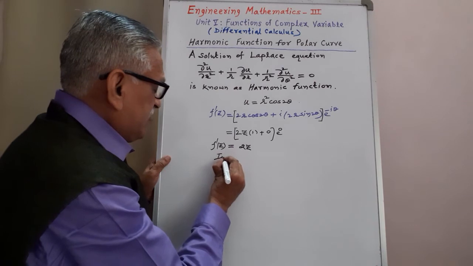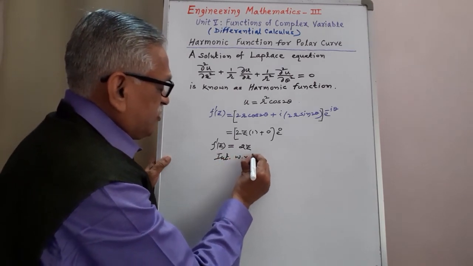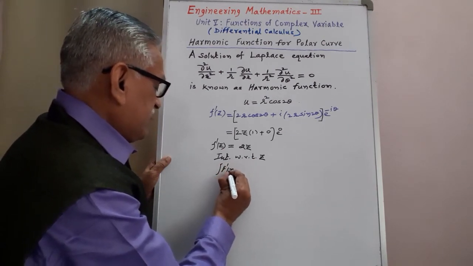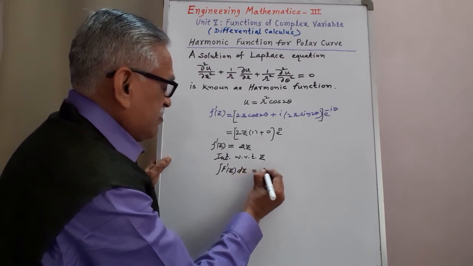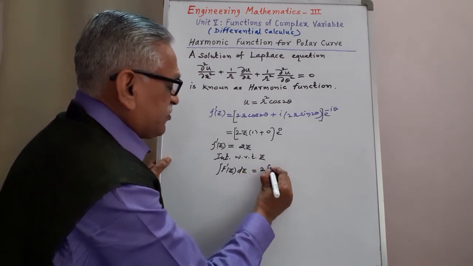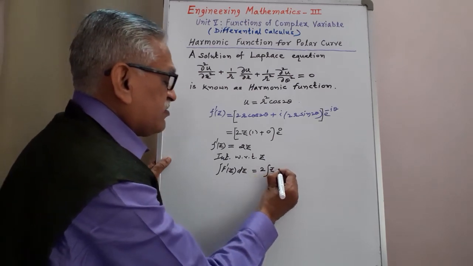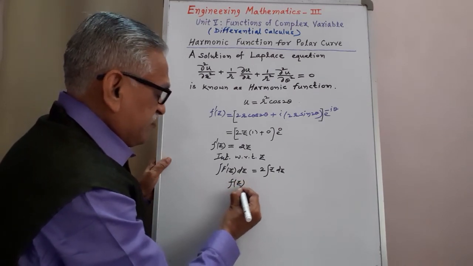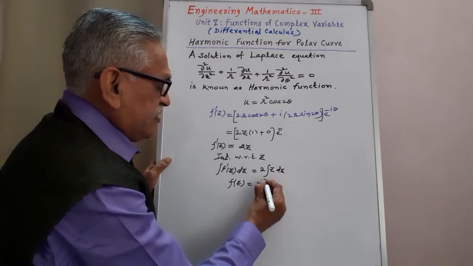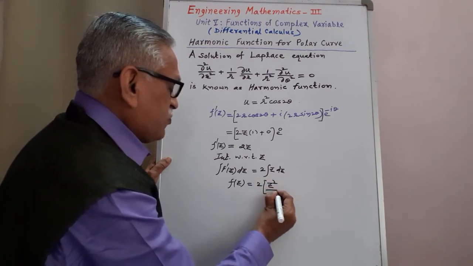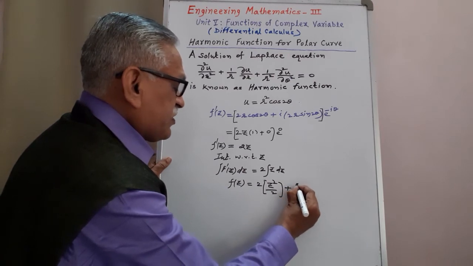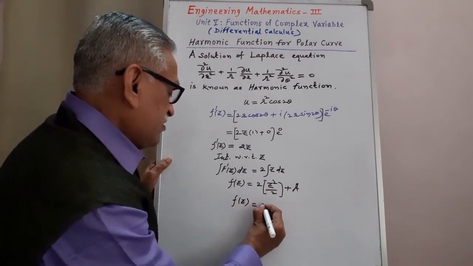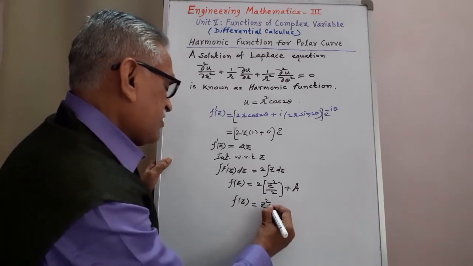Integrating this with respect to z, we have integration of f dash of z with respect to z, and the right hand side is integration of 2 times z with respect to z. Its integration is f of z, and the integration of the right side is z square by 2 plus constant of integration e, and therefore we get f of z as z square plus e.